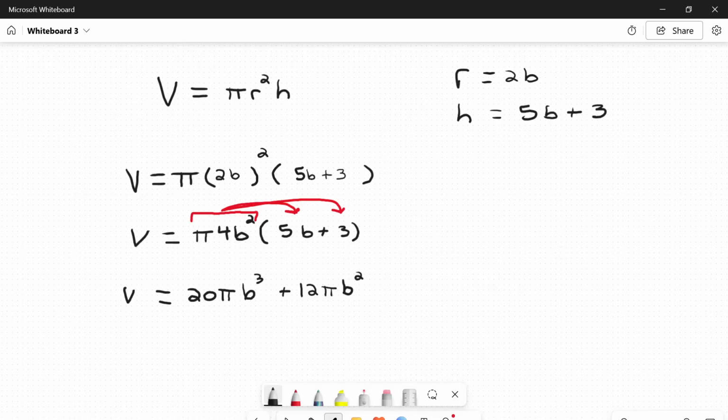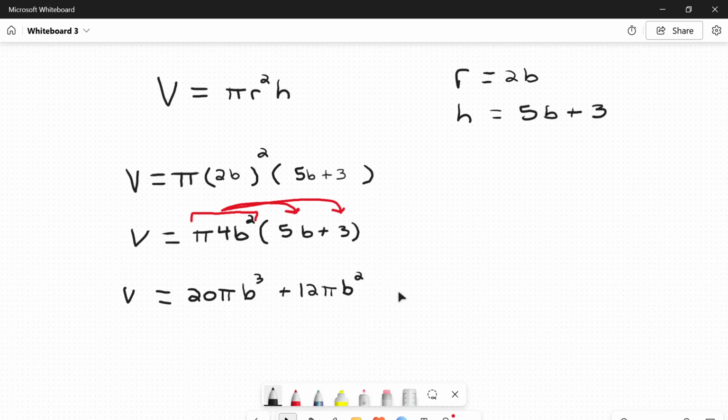Even if you ended up mixing things the other way around, if you'd written your pi first, or put your b cubed in the middle, or put your 12 last, whenever you're multiplying things, the order doesn't matter. So the 20 pi and the b cubed could be in any order, and it's all the same thing. Same thing with the 12, the pi, and the b squared. That could be in any order, as long as it's all written right next to each other with multiplication. It's all the same thing.